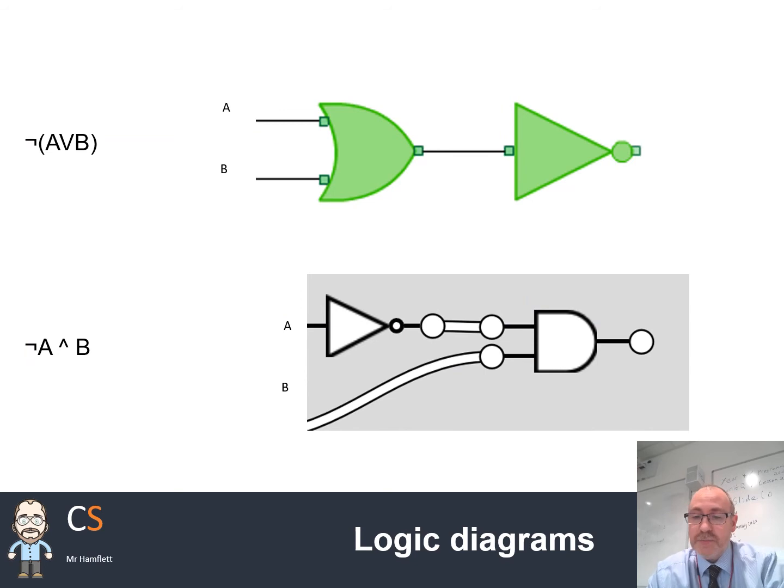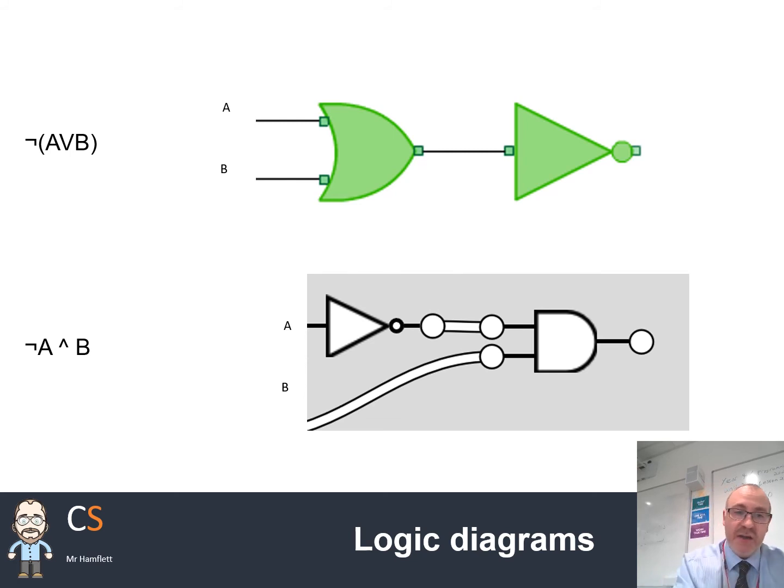So the next step is logic diagrams. Okay, so you need to know the symbols and how they link together. Now here I've got two examples, and this is really important. This is where most students make the most mistakes, which is knowing where to put your NOTs.